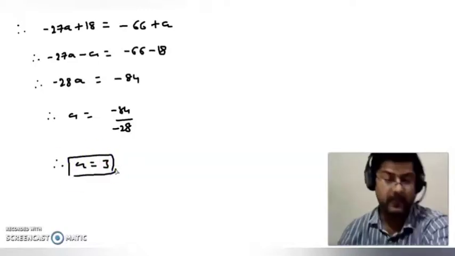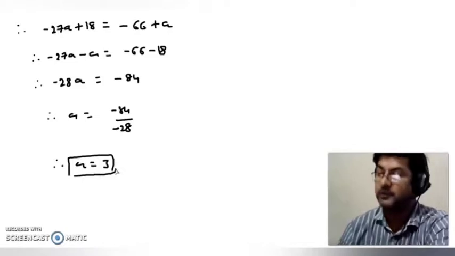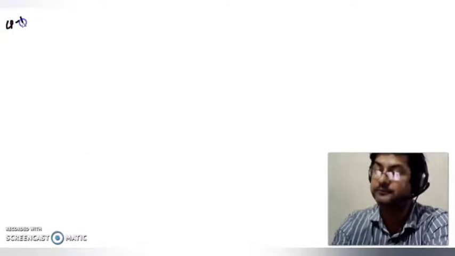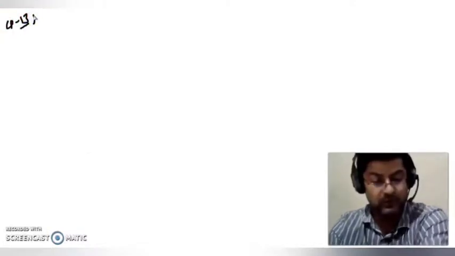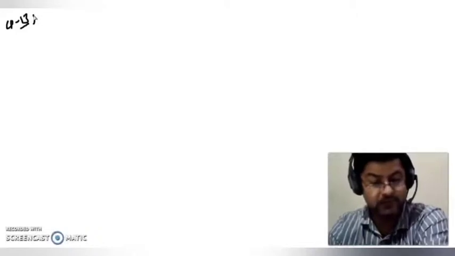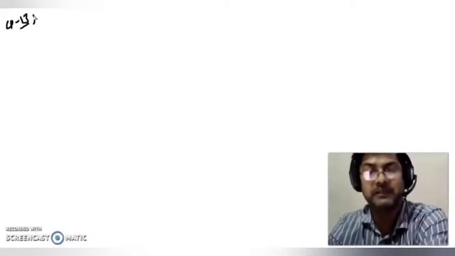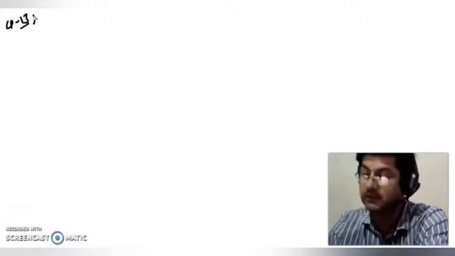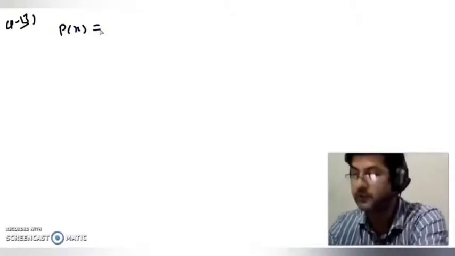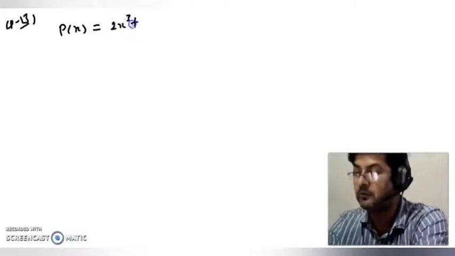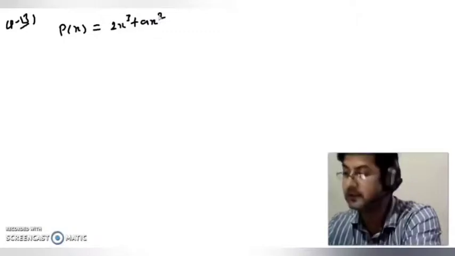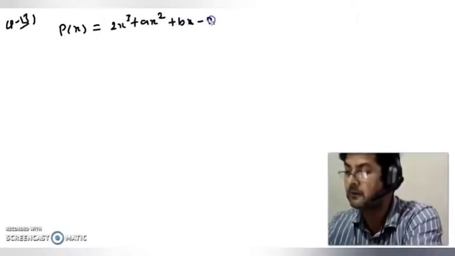So this is the answer. I hope you have understood question number 12. Now let us solve question number 13. Here one polynomial is given and two different divisors are given. We are given two different remainders in each case. Let us name the polynomial as p of x. Polynomial p of x is 2x cube plus ax square plus bx minus 2.